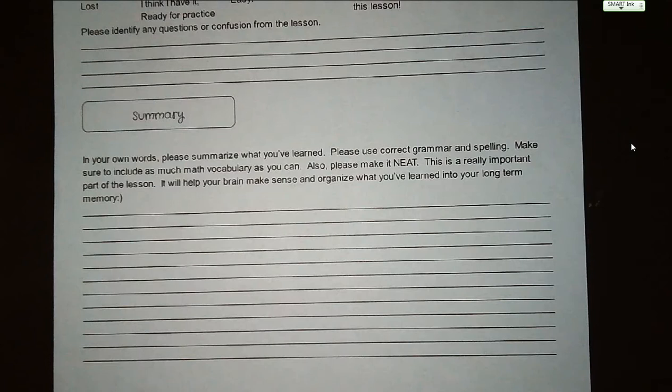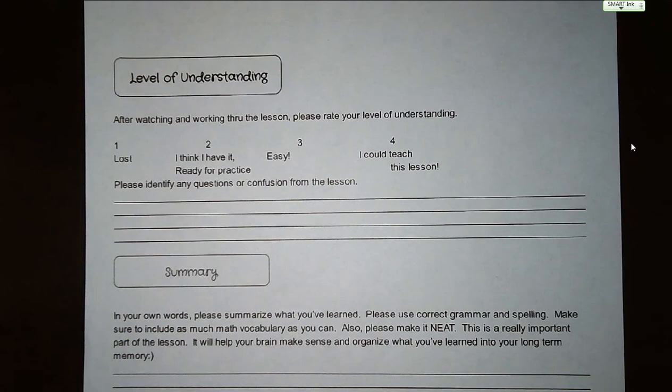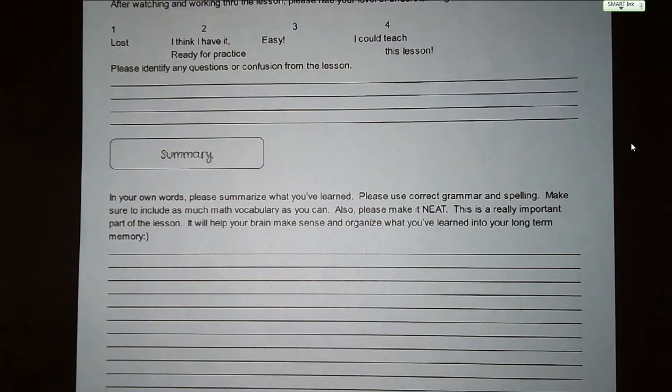All right, so there you go. Fill out your level of understanding. Write down any questions or confusions you may have from the lesson, and make sure you write a summary of what you learned about finding probability, both theoretically and experimentally.